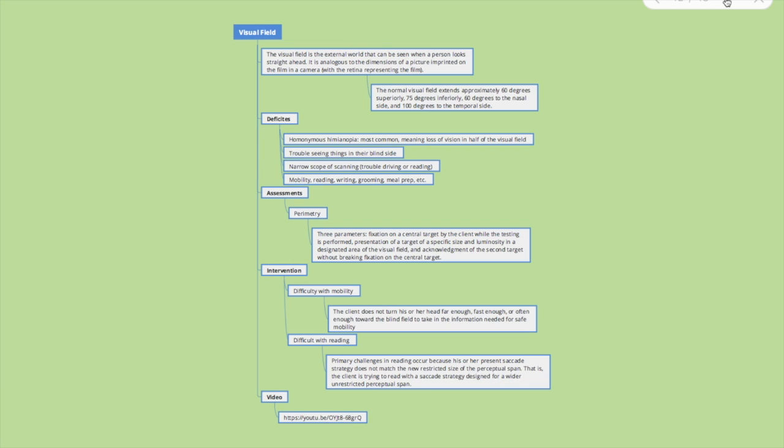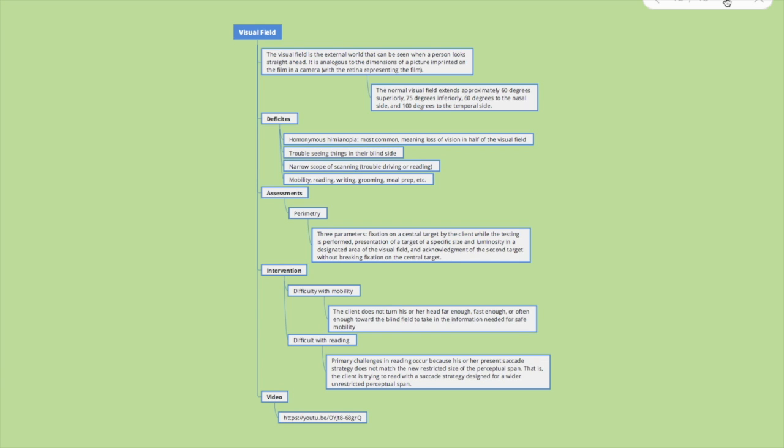Visual field is talking about how the person sees the external world when looking straight ahead. The normal visual field extends 60 degrees superiorly, 75 degrees inferiorly, 60 degrees nasally, and 100 degrees temporally. Deficits seen are trouble seeing things on their blind side and a narrow scope of vision. They'll have trouble reading or driving, and sometimes trouble with mobility. Assessment is done using perimetry.